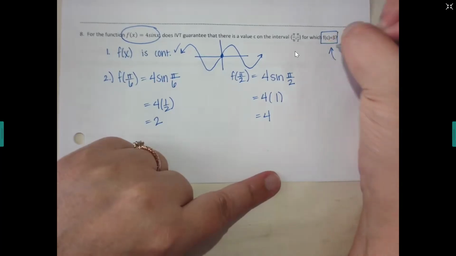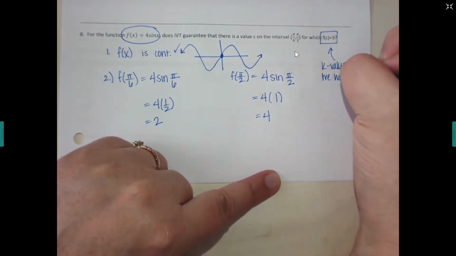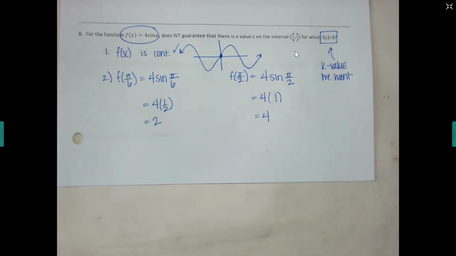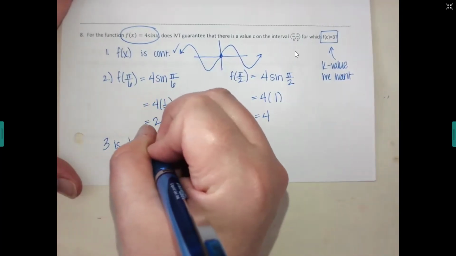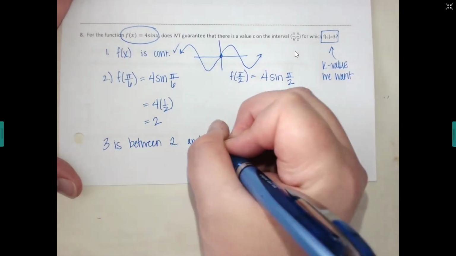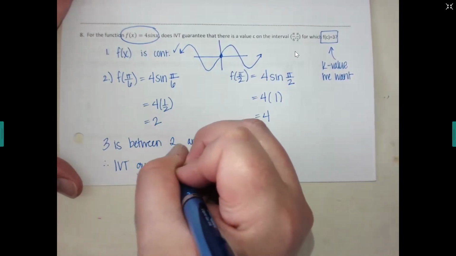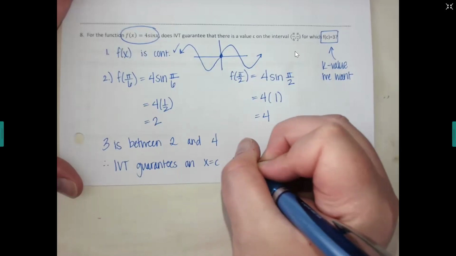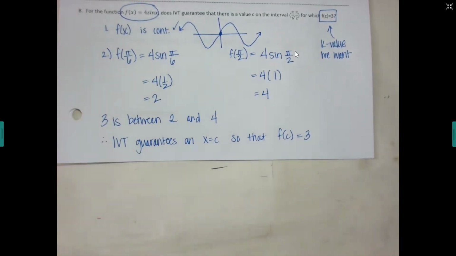Okay, remember that the y value that I want, we call it the k value. We want, is it between them or no? Yes, because I start at 2, I end at 4. I can't have any skips because I know my graph is connected. That means that 3 has to happen. So you would say 3 is between 2 and 4. Therefore, IVT guarantees an x value c so that f of c is 3. Again, we're not having to find it. We just know that there is one.